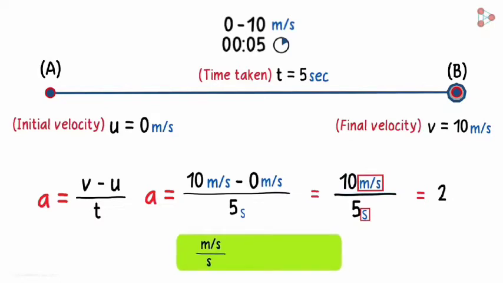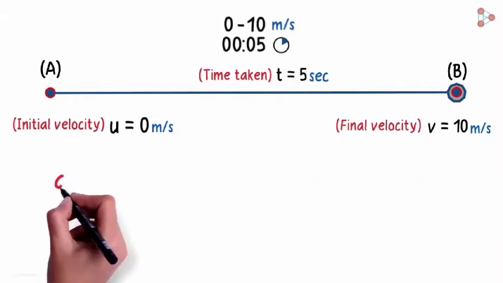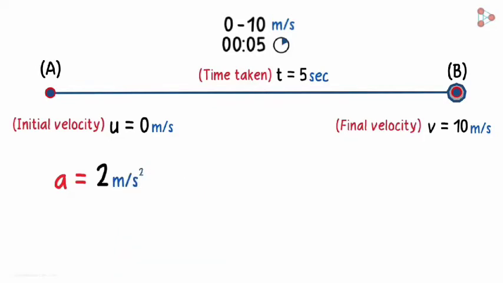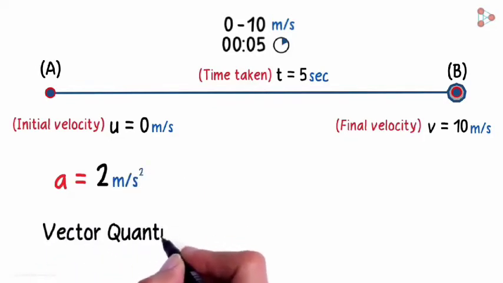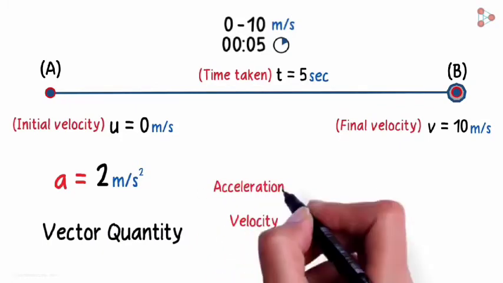As this is meters per second, we can carry this second to the denominator, and what we will get is meters per second squared. This one is more intuitive, but this one is a bit neater, I would say. So the acceleration in this case will be 2 meters per second squared. And acceleration is also a vector quantity. Here, acceleration and velocity are in the same direction.